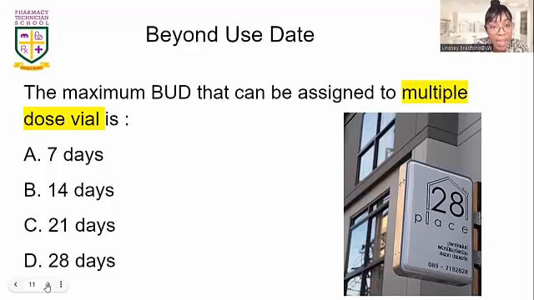The answer for this one is letter D, 28 days. It cannot be assigned longer than 28 days, okay?